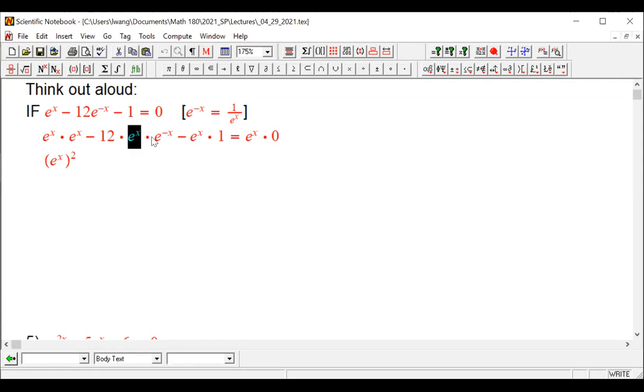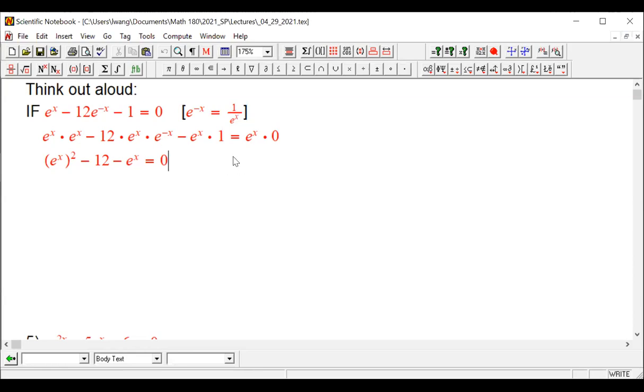And here's e to the power x times e to the power negative x. So you're going to have e to the power of x plus negative x, and that's 0. The power is 0, and e to the power 0 equals 1. Do you guys see that? Therefore, you get 1. And over here, minus e to the power x times 1 is just minus e to the power x. And the right-hand side is 0, because anything times 0 is 0.